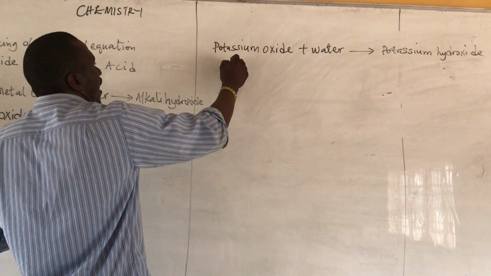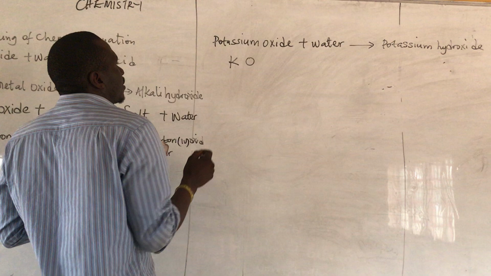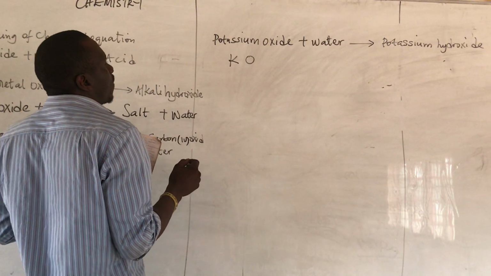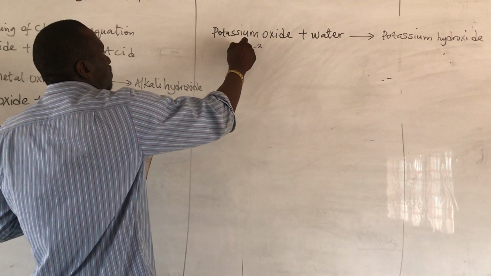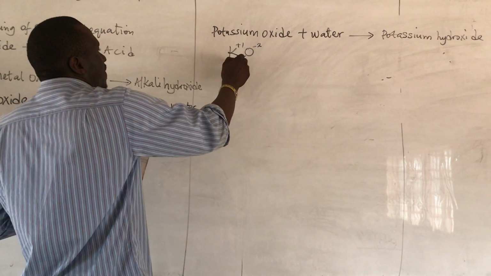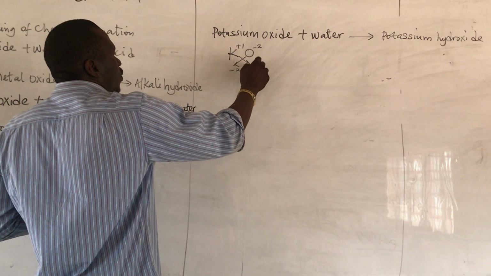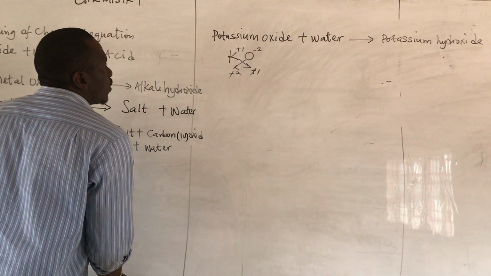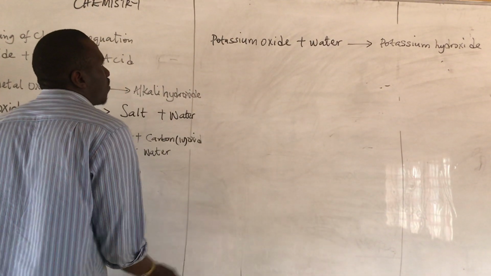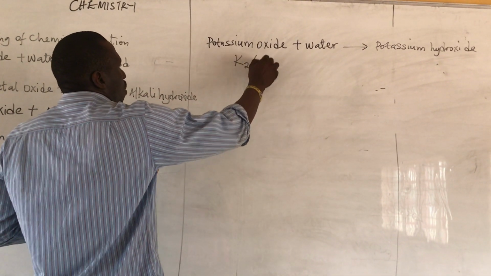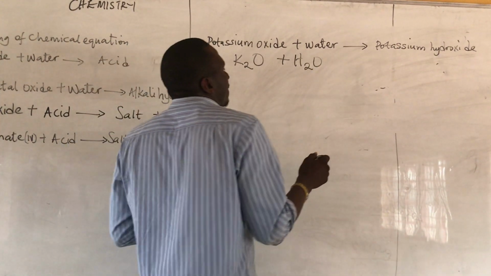All right, let's do it together. Potassium is K. Do you agree with me? Then oxygen as an oxide. Formation of formula: valency of oxygen is minus 2, valency of potassium is plus 1. They will exchange their valencies, so minus 2 comes here, plus 1 comes here. Charges go to cause electrical neutrality on the element. Therefore, our formula becomes K2O plus H2O, water.